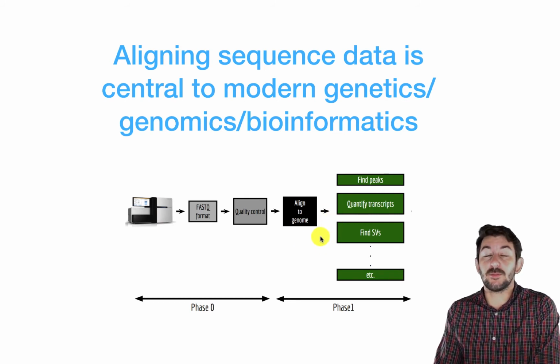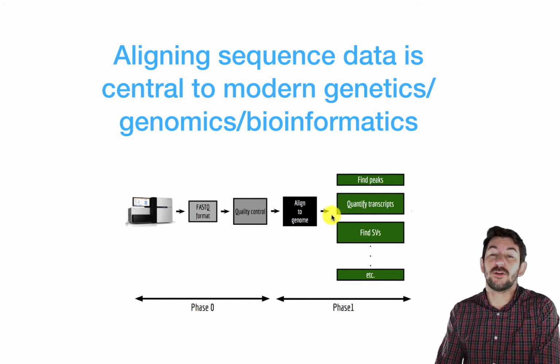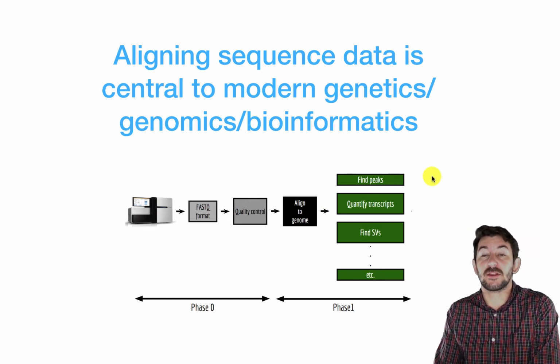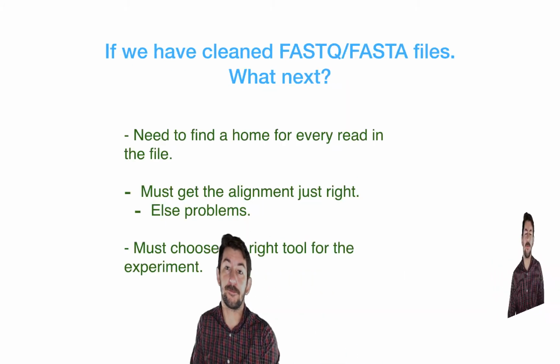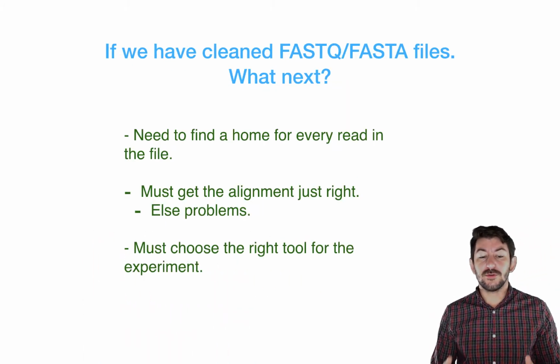Find out what types of SNPs and SNVs are in your populations of interest. If it's RNA, that's when you would quantify transcription throughput. You could find peaks related to methylation patterns. All of these things rely on accurate mapping. Okay, so say you've got your cleaned up FASTQ file. What do you do next?